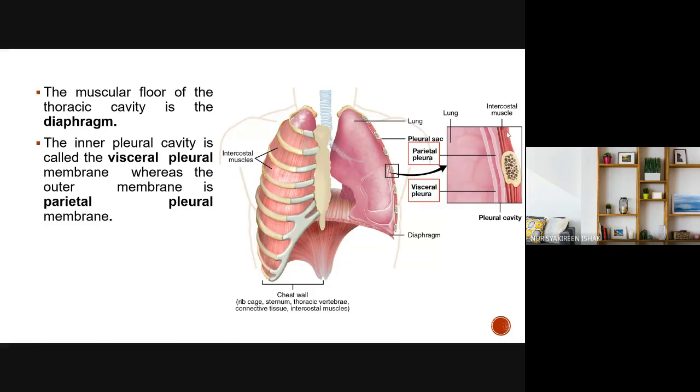So this is the intercostal muscle, the muscle between your rib bones. Okay, this is your rib cage. So in between your rib bones, you have the intercostal muscle.